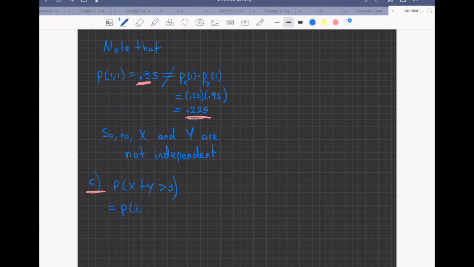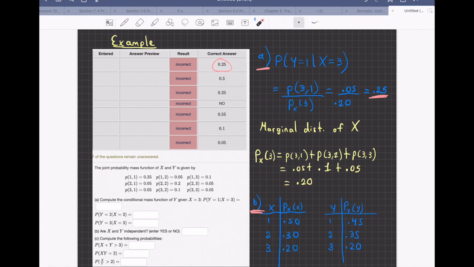So it will be 3, 1, 2, 2, 3, 2, 2, 3, and 1, 3. So if you add these values, you will realize that this is 0.55. And it's the answer we have here. See?